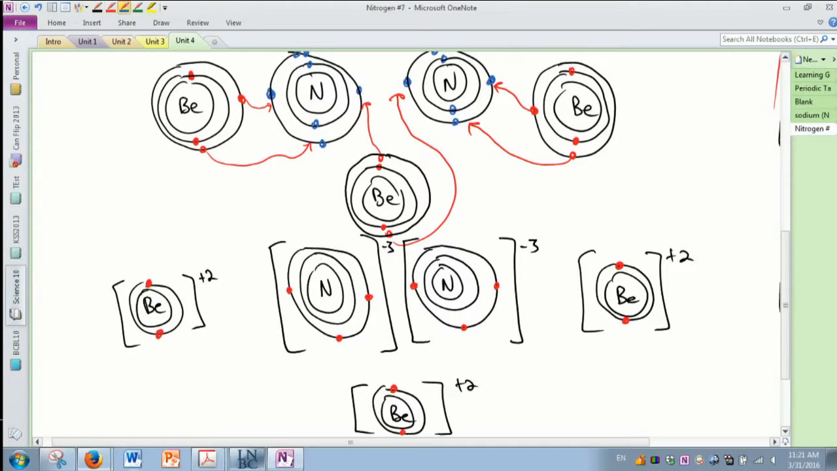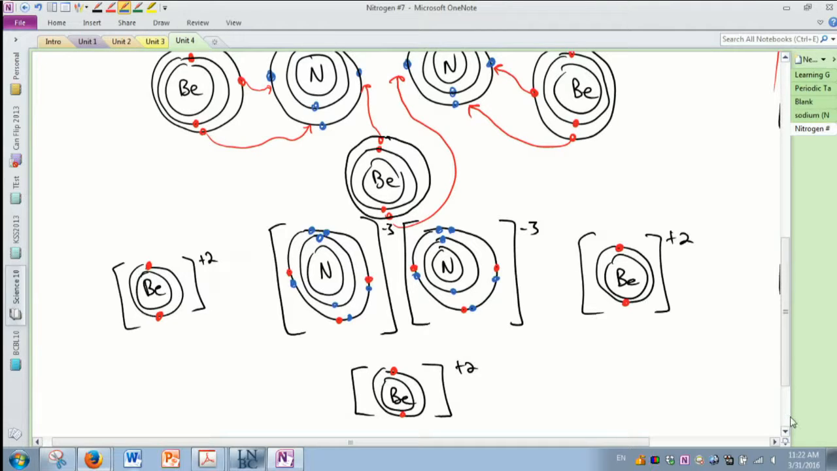All right, whew, it's a lot of work. 1, 2, 3, 4, 5, 6, 7. 1, 2, 3, 4, 5, 6, 7. There we go. So that is literally the most complex example I can come up with for Bohr models. So if you're good to there, you're okay.